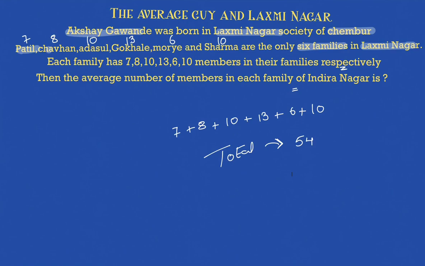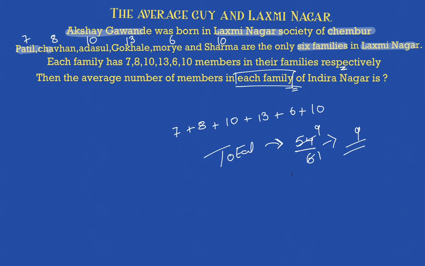And how many families are there? 6. So divide this by 6. Why? Because I want the average number of members in each family, which means per family. Some families have more members, some have fewer. What is the average number of members per family? That comes out to be 6 nines are 54, so 9 is your answer to this question. Okay, so it looks quite simple.